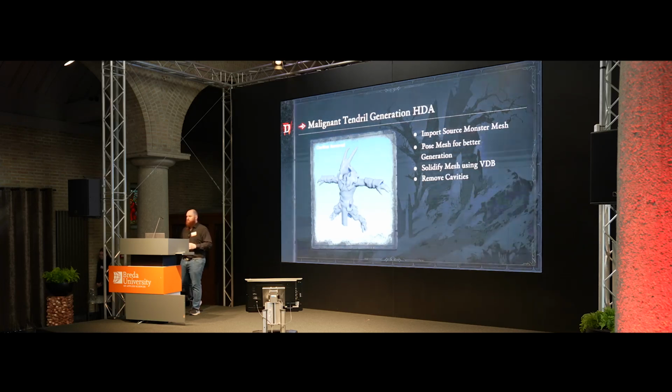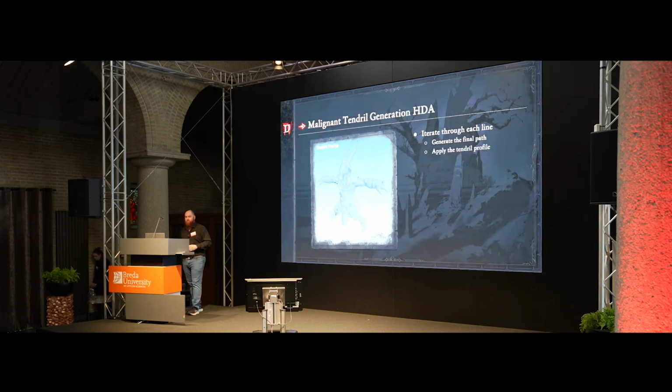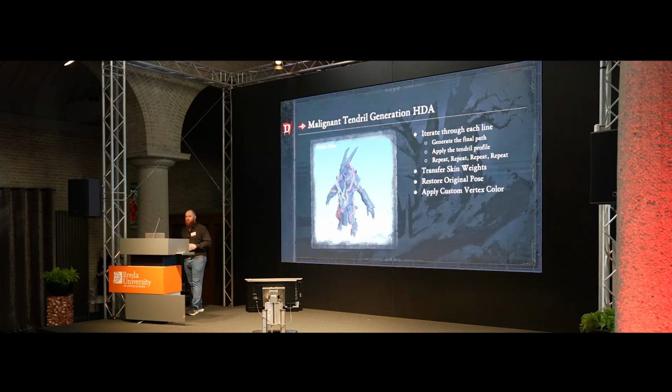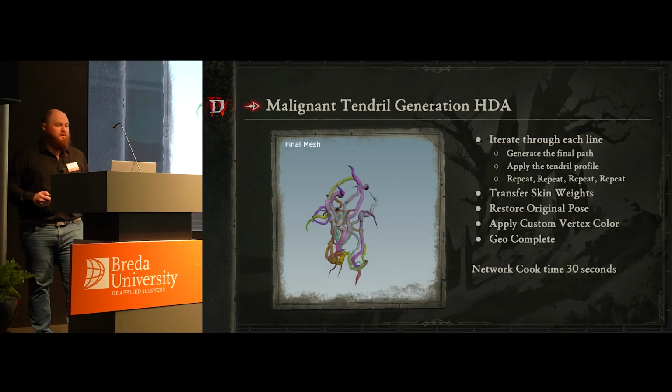We start by generating a bunch of points. We connect the points, one for each tendril, and then we iterate through each line. We generate the final path, we apply the tendril profile, and then we repeat, and repeat, and repeat. We then transfer the skin weights from the original monster to our tendrils. We restore the final pose, or the original pose. We apply some custom vertex color for the shader in-game. And here's what the completed geo looks like.